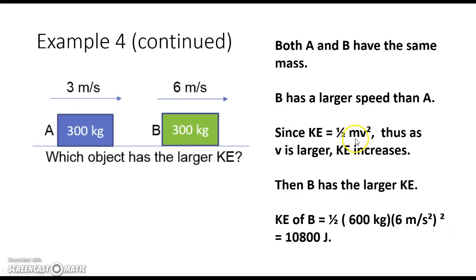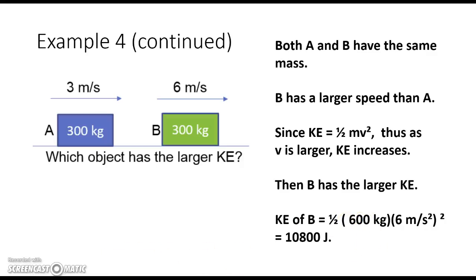So, same thing, let's look at the formula for kinetic energy. M is the same, but v is larger for B. So as v is larger, kinetic energy increases. That means B has the larger kinetic energy, simply because it has a larger speed. So the kinetic energy of B, let's see the substitution again.